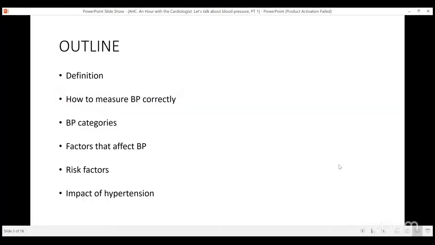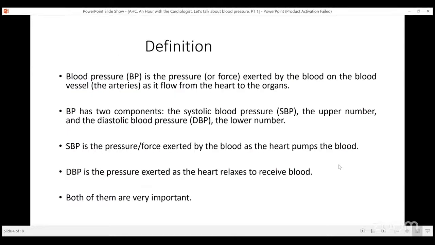Categories, factors that affect the BP, and then the impact of hypertension. But we'll talk about hypertension in the second stage, in the second presentation.